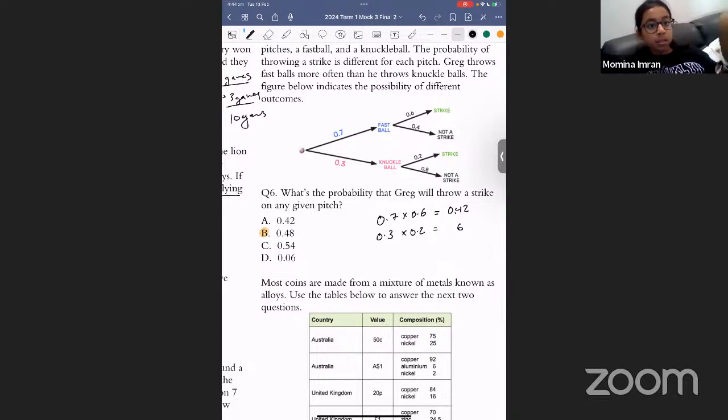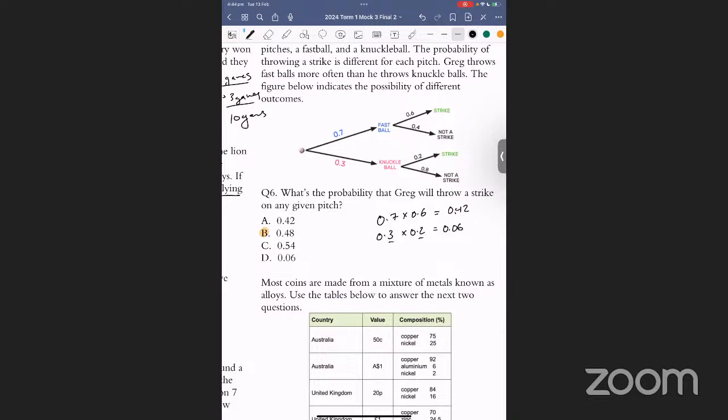3 times 2 is 6, yeah? And then how many numbers after the decimal point? 1. No, 2. So 0.06, because there's one number here and another number here. That's why there's 2 in total. Do you understand? Yeah.